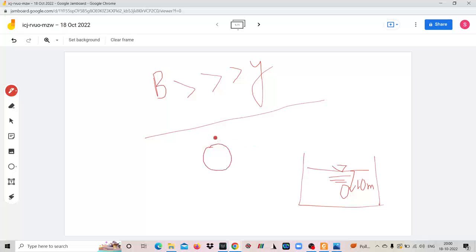If you consider this balloon, say this is the balloon inside this container, what are the forces that are acting? One is definitely the weight of the balloon, right? Yes, sir. So one is definitely the weight of the balloon, the other one is the buoyant force, Fb.